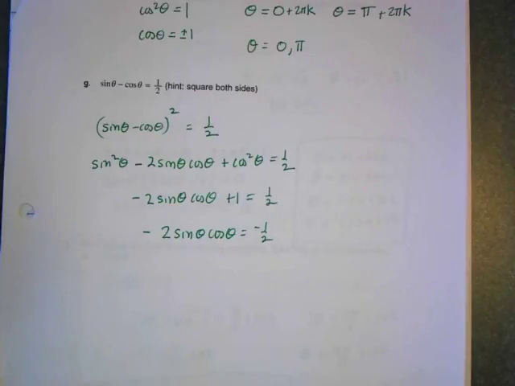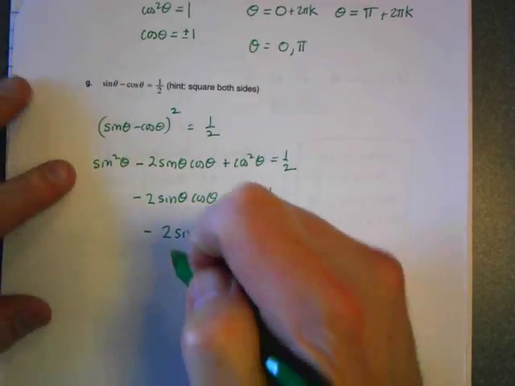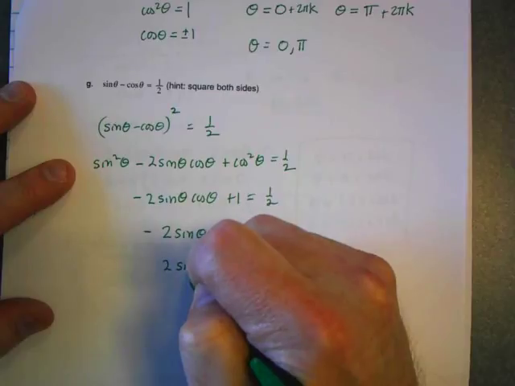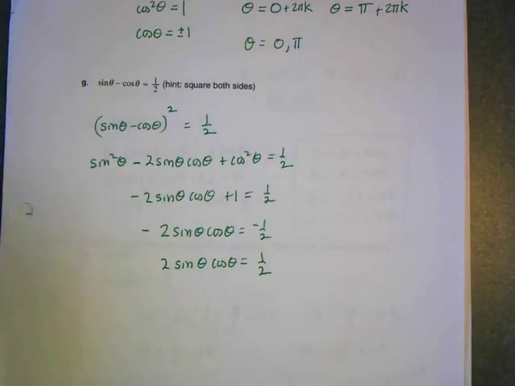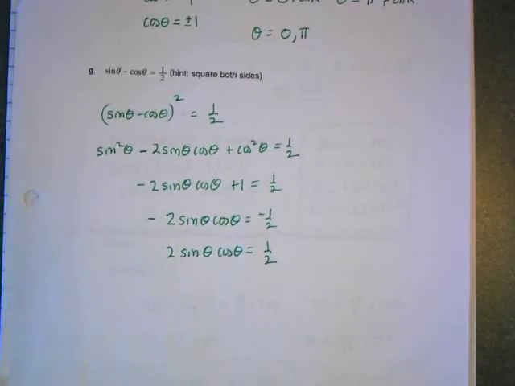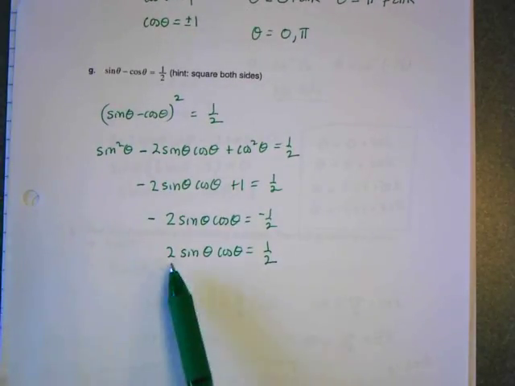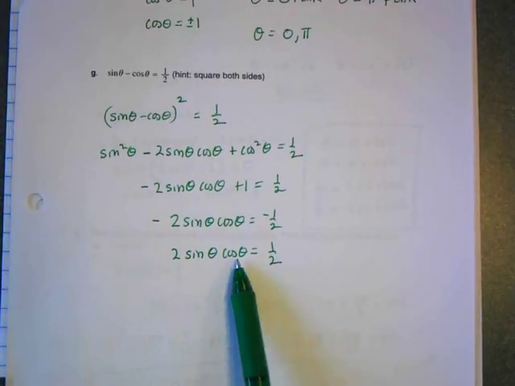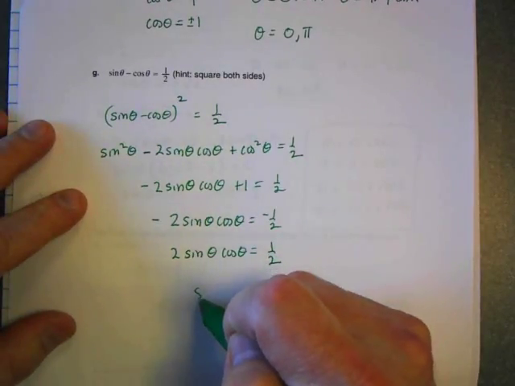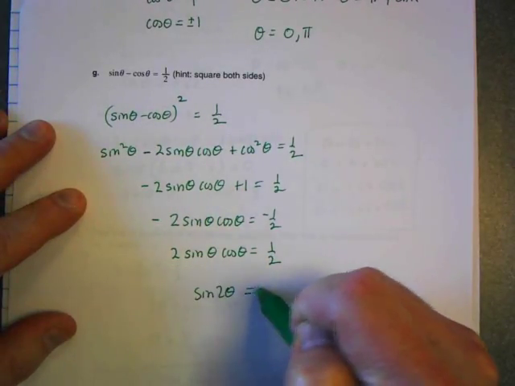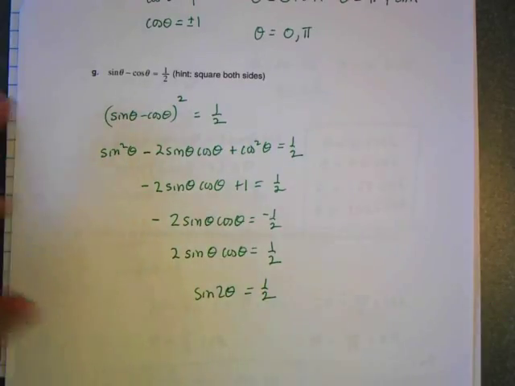I want to divide by -1, actually. And I have a really good reason for that. I'm going to divide both sides by -1. Now I see something that I recognize. 2 sine theta cosine theta, that's one of our famous formulas. That's the double angle formula for sine. That happens to be sine 2 theta equals 1/2.